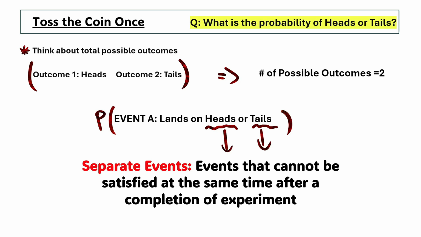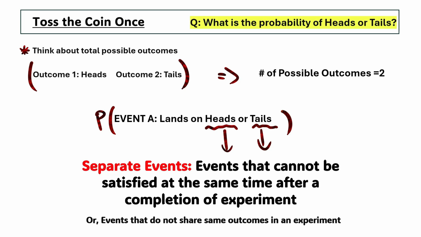In the textbook, separate events are called mutually exclusive events. Now, if this definition is a little bit confusing for you, you can also think about separate events as events that do not share same outcomes in an experiment.